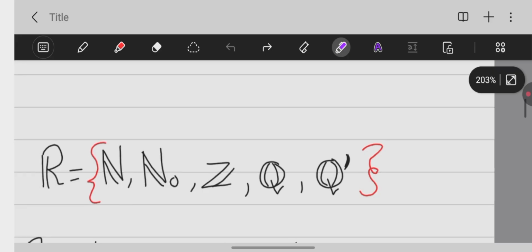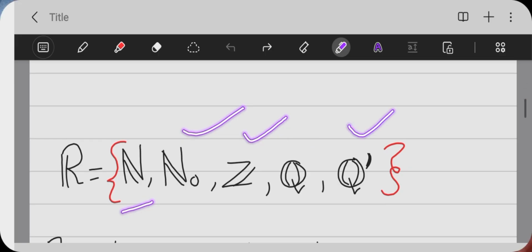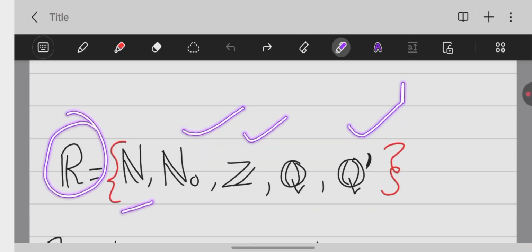So basically, real numbers are a set of your natural numbers, whole numbers, integers, rational numbers, and irrational numbers. And the symbol for real numbers would be this R, like that.